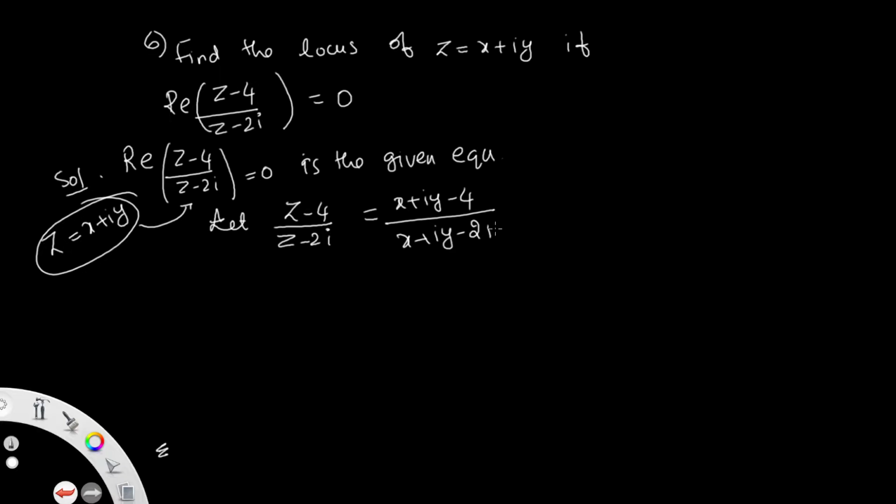Now simplify. Take the real parts: without i, the terms are x and 4, so the real part is x minus 4, plus iy, divided by x plus i into (y minus 2). In the denominator, x has only the real part, and in the other two terms i is common, that is i into (y minus 2). Now simplify with its conjugate: multiply and divide by the conjugate.